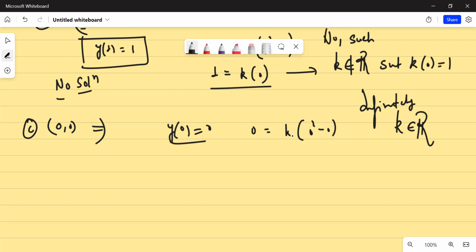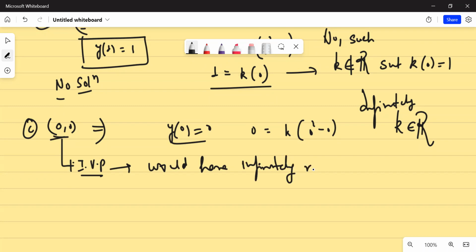You take pi, you take e, you take 1, you take 2, you take 3, you take Sudeep, you take anyone. So what is this? 0 into anything is 0 only. So any real number will satisfy this condition. So the initial value problem satisfying the condition that the curve passes through 0 comma 0 would have infinitely many solutions. Is that clear? So this is what I wanted to make you learn from this particular question.